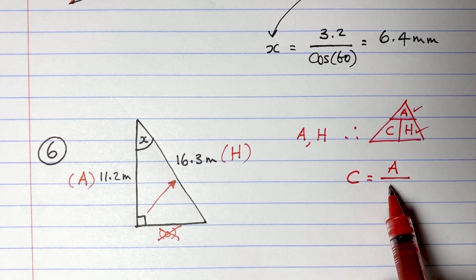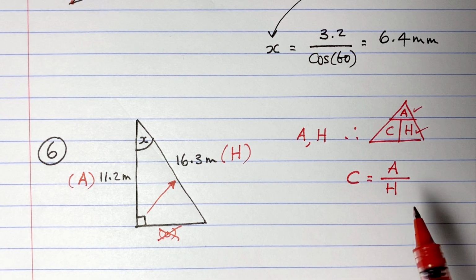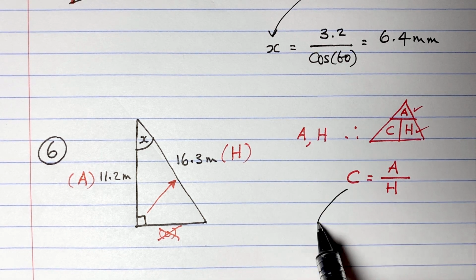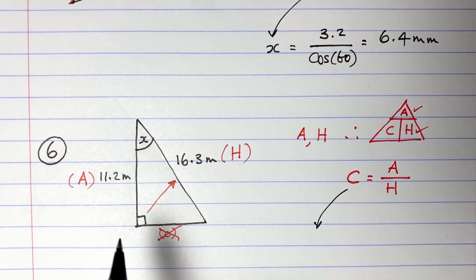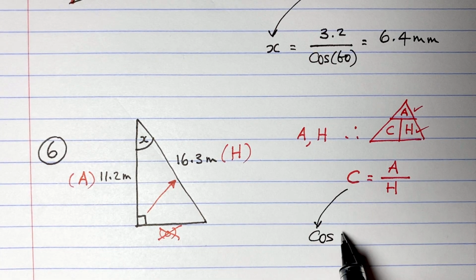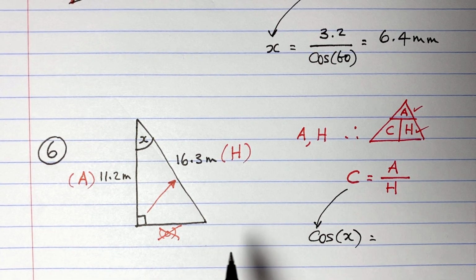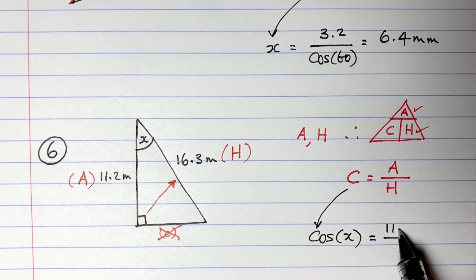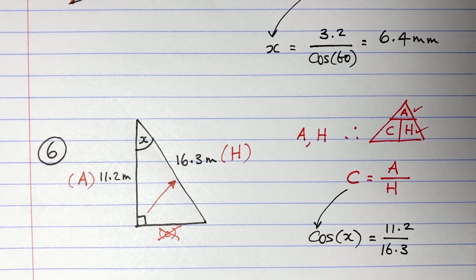Cover C, it says A over H. If you want to find C, you need to divide A by H. What does C represent? C for cos. Cos of what? Cos of the angle. Given angle? No, in this case, the required angle. So cos of angle X equals A, 11.2, and H is 16.3.